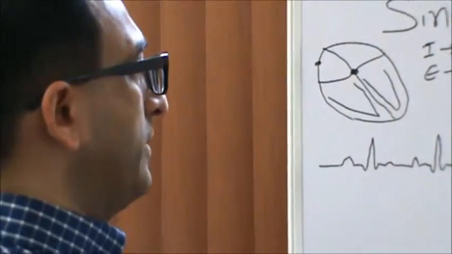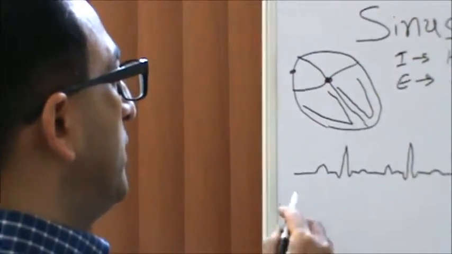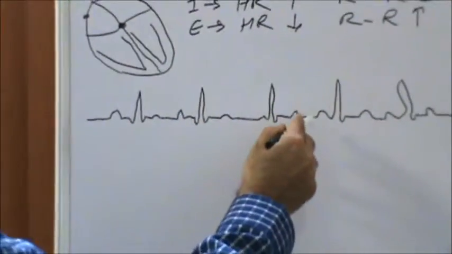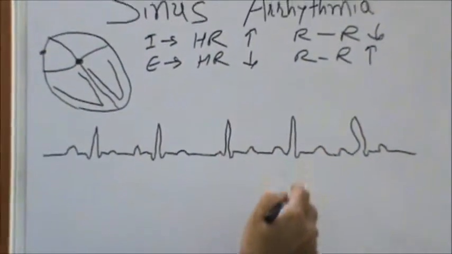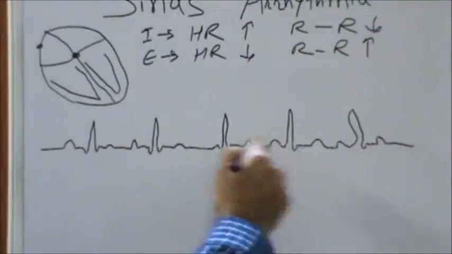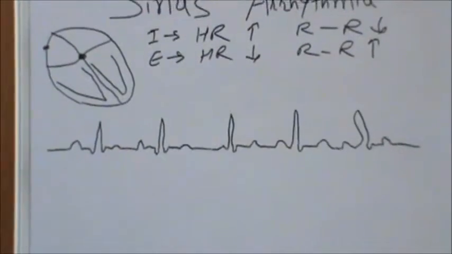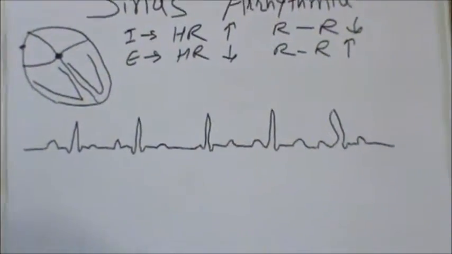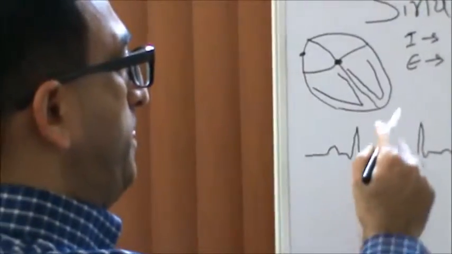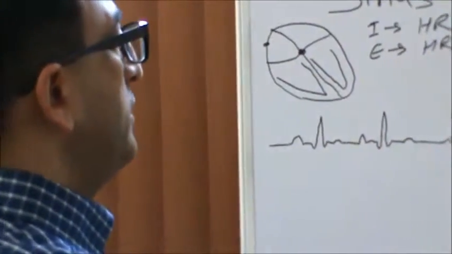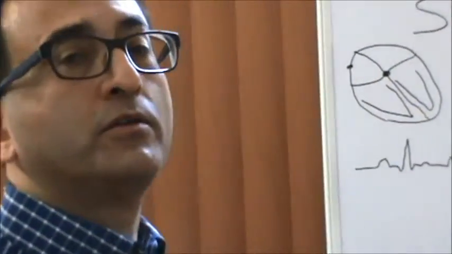And you count the P's, you count the R's, okay? What happens is this, that there is up and down in the heart rate, and that is typical due to the respiratory cycle, and that is not of significant concern. Okay, so that is one aspect of dealing with cardiac arrhythmia.